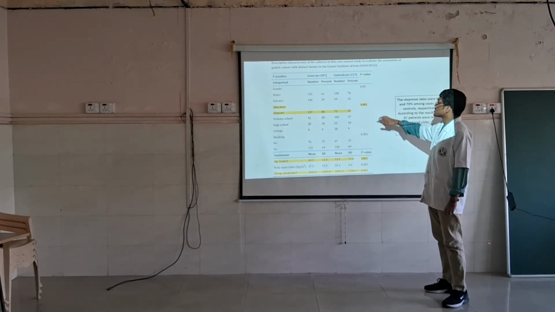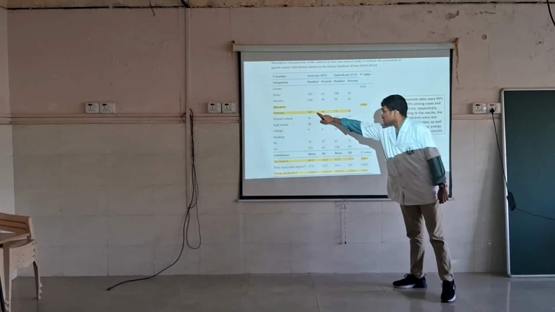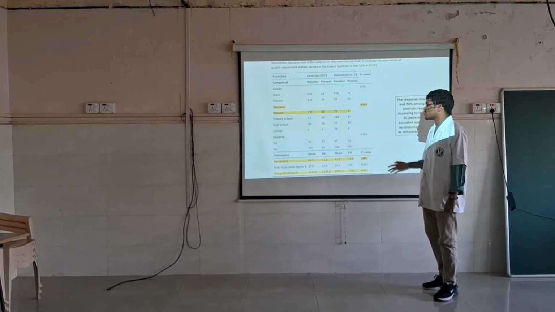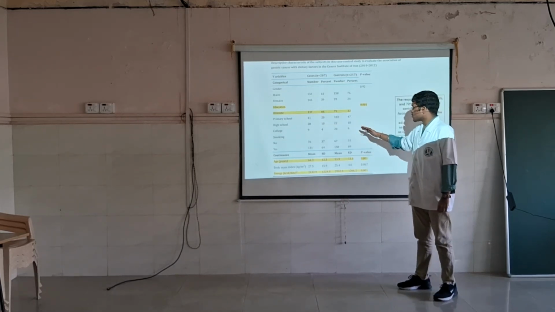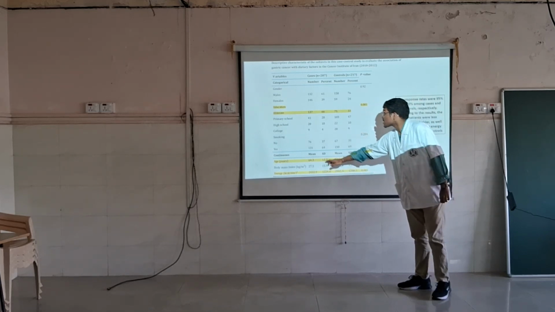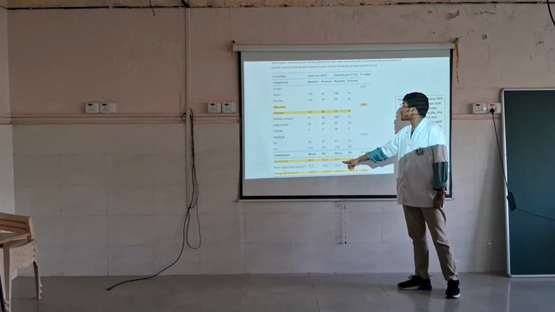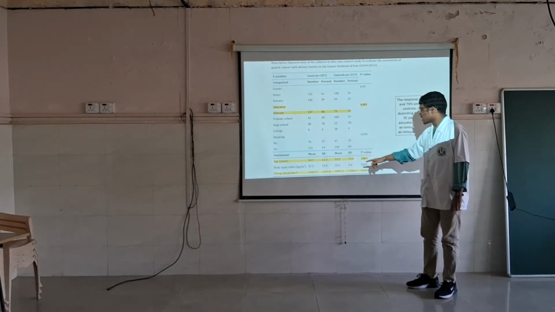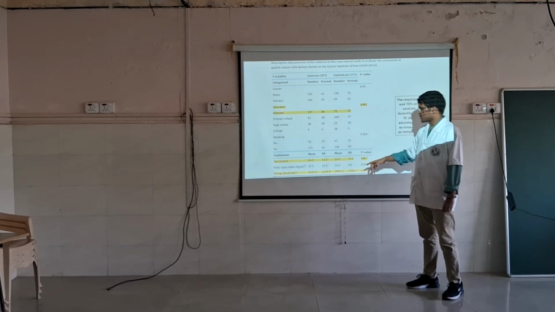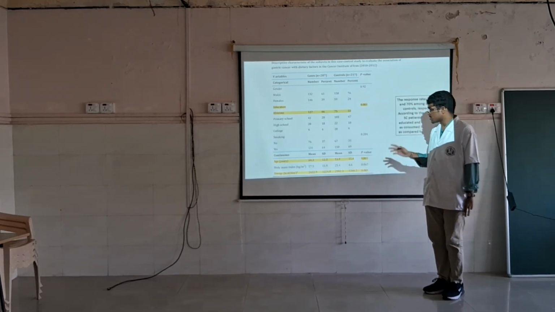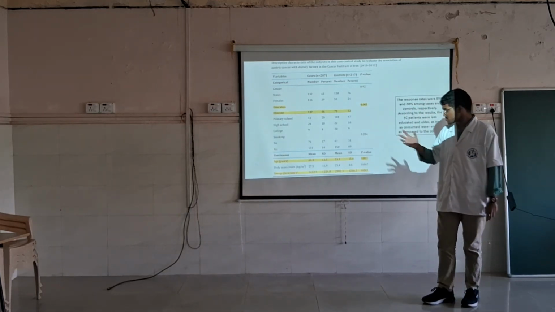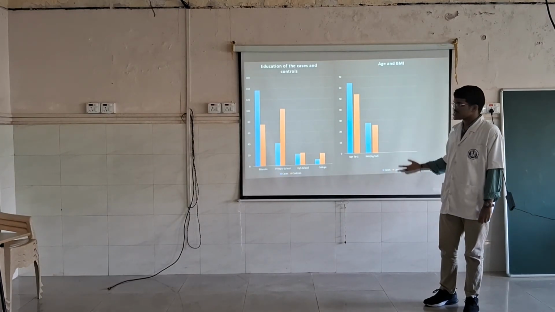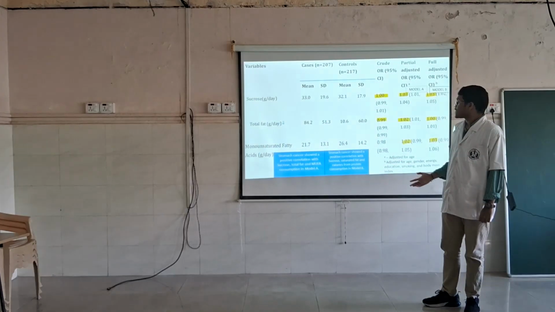In education, you can see the cases were compromised. A higher number of cases were illiterate, meaning they didn't have even basic primary school education, as compared to the controls. The age of the cases was higher than that of the controls. The energy intake was also significantly lower than that of the controls. Hence, these three factors also play a role in the type of food which they consumed on a daily basis. This is a graphical representation of the same data.